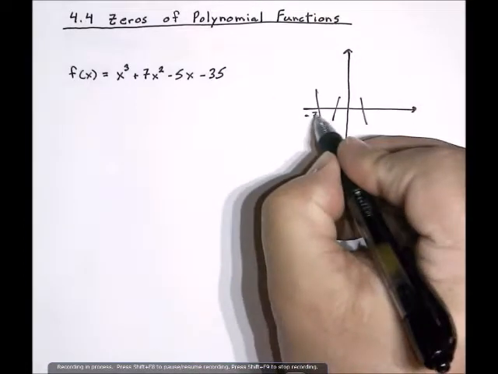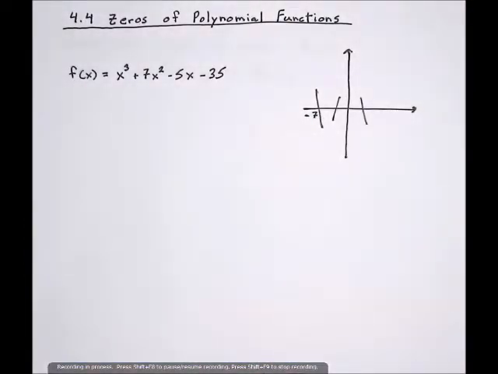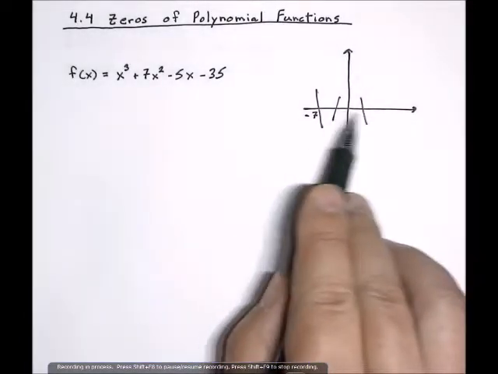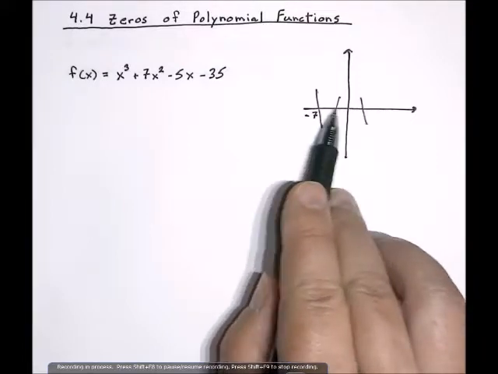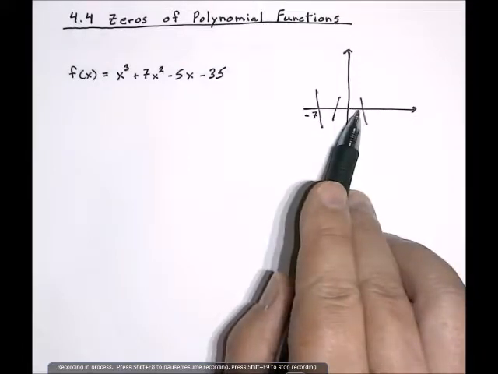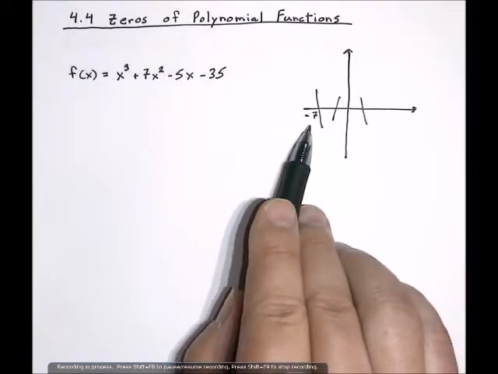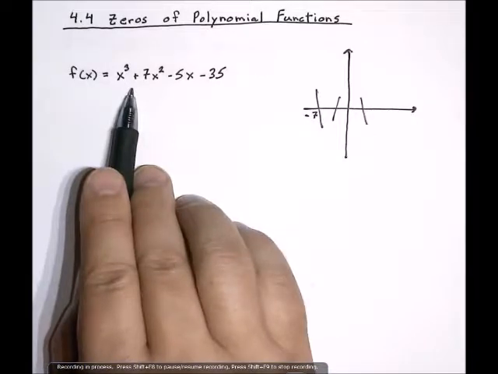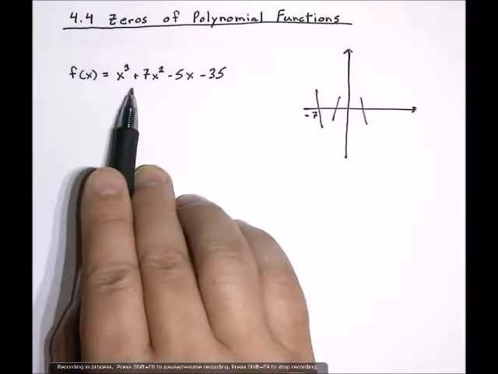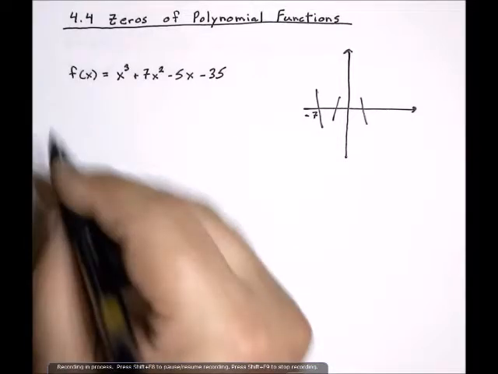Looks like this far left-hand branch is going through -7, and when I check it on the table, it is indeed going through -7. But these two go in between 2 whole numbers, so graphing it really doesn't give me much help there. So what I'm going to do is use this -7 to reduce this equation to a quadratic, and then I'm going to either factor that or plug it into the quadratic formula. So let's get started on that.